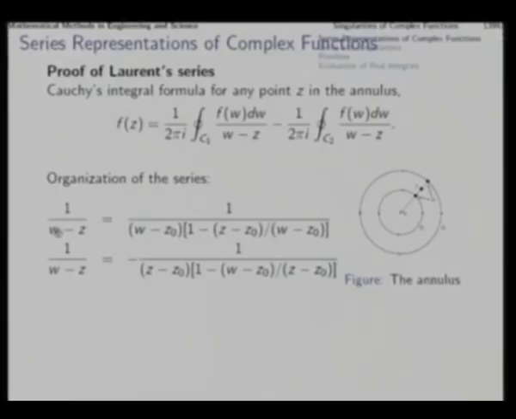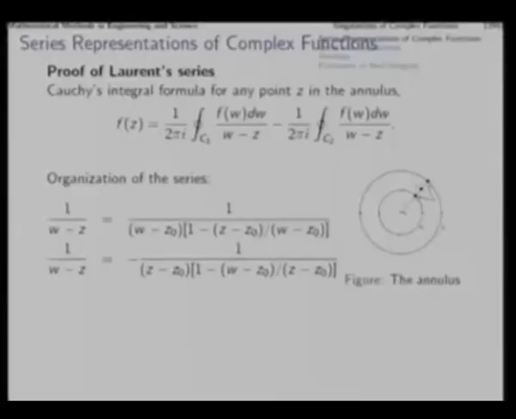Now, when we try to write w minus z as w minus z0 minus z minus z0, all the positions we are referring to are relative to the center of the concentric circles. So, the position of this z is written as z minus z0 and this w as w minus z0, then this w minus z is simply w minus z0, that is this vector, and similarly z minus z0 will be this vector.